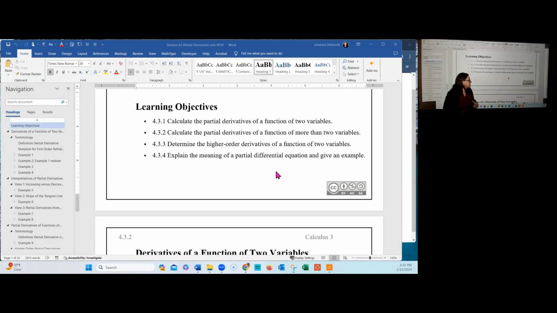Our learning objectives for this section are to calculate the partial derivatives of a function of two variables, and also to calculate the partial derivatives of a function of more than two variables. So perhaps a function of three variables or even four variables. Then we want to find higher order derivatives of functions of two variables and explain the meaning of what a partial differential equation is and give an example of that.